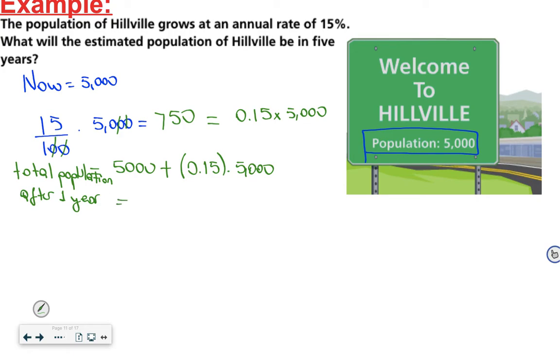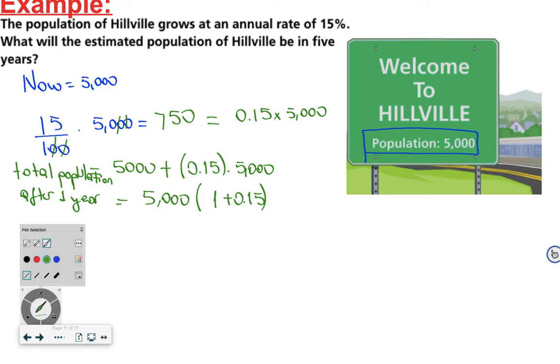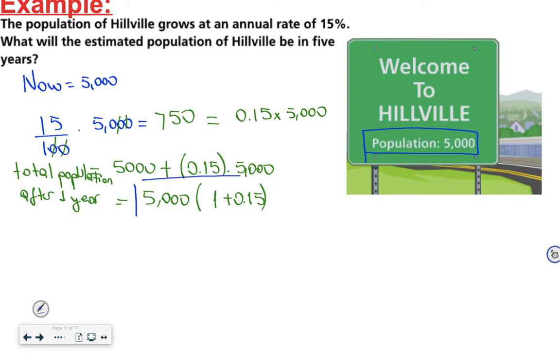If you factor out 5,000 in parentheses, you will get 1 plus 0.15. Now, what about the total population after the second year? After the first year, this is your total population. To be able to get the total population after the second year, we are going to get 15% of this number. Let's do it. 5,000 times 1.15 times 15%.